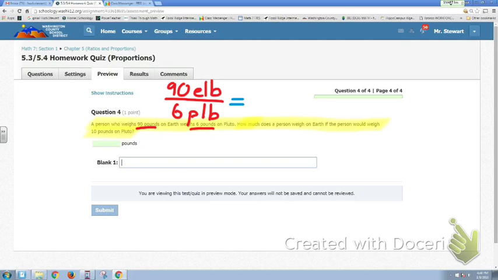We want to set this equal to, the question is, we don't know how much a person would weigh if they weighed 10 pounds on Pluto. It's a super weird question to ask, but mathematicians don't really care about weird questions. We just do the math, right? So we want to know what this would be in Earth pounds compared to 10 Pluto pounds.